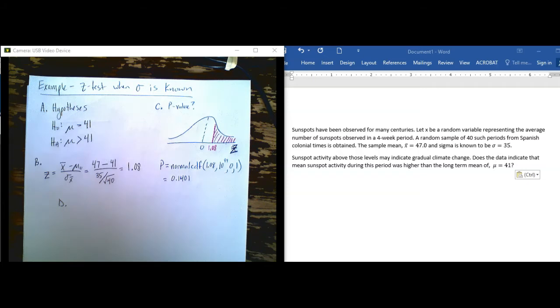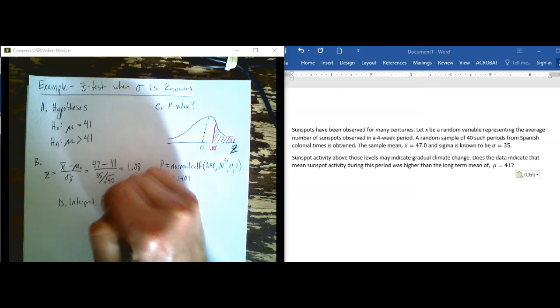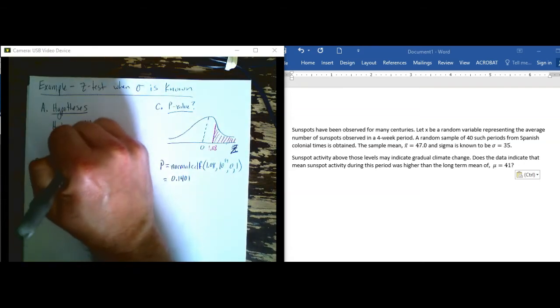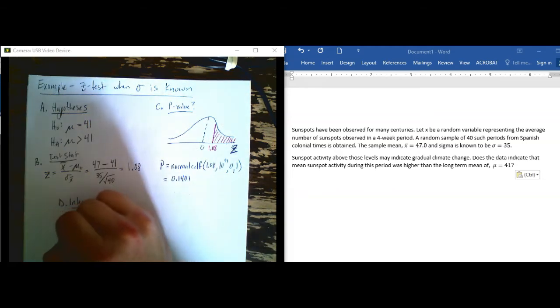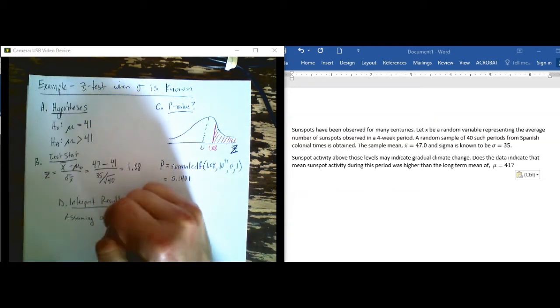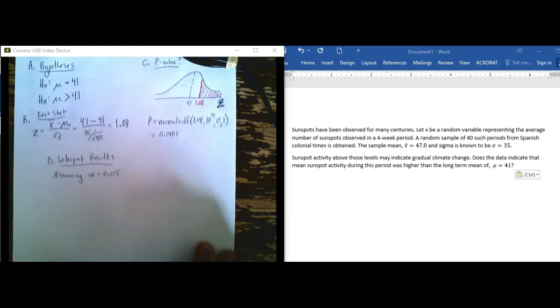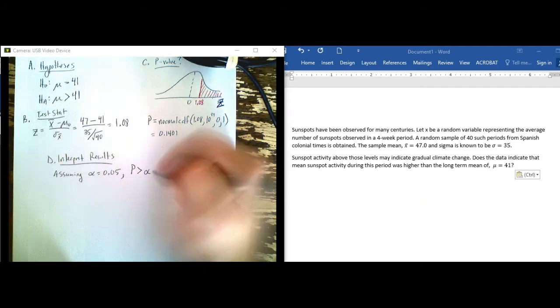So part D is interpretation, right? Interpret results. Okay. Interpret our results. So in this case, alpha is not given. So assuming alpha is 0.05, remember that's the standard value that we normally use. Assuming that alpha is 0.05, what do we notice? How does the p-value compare to this? Well, the p-value is larger, right? P is greater than alpha.